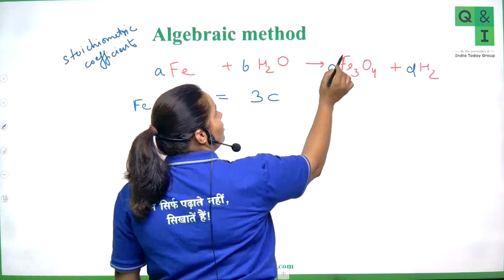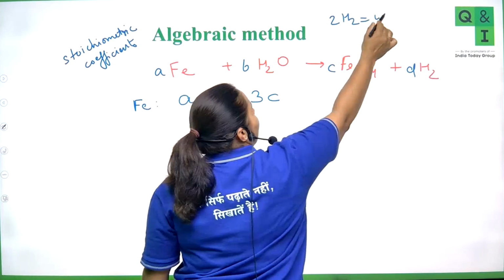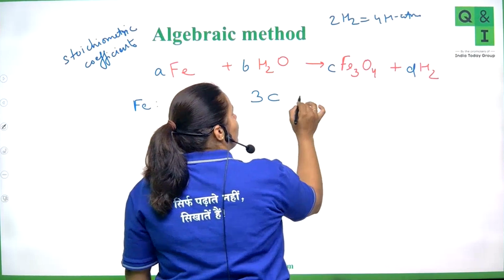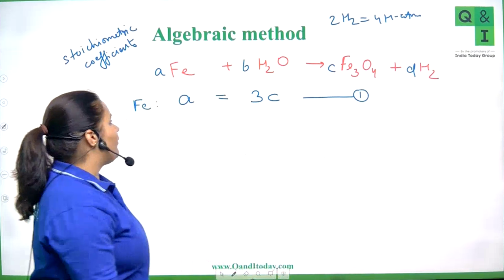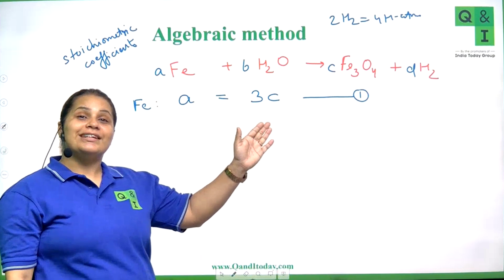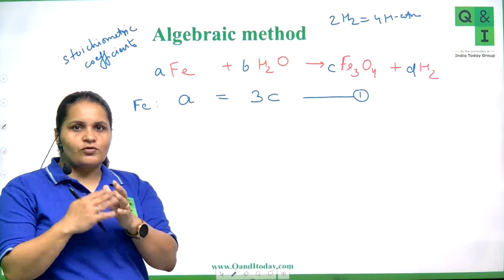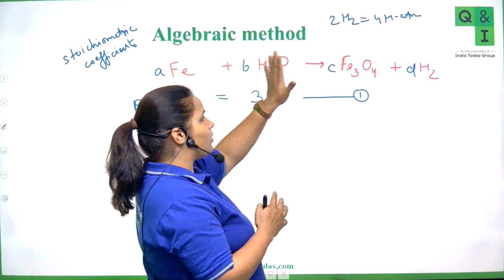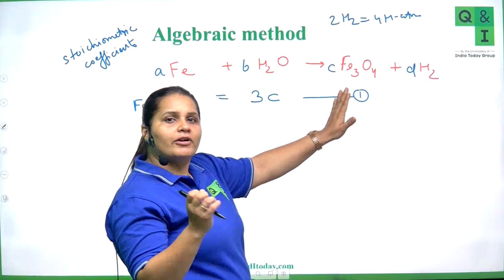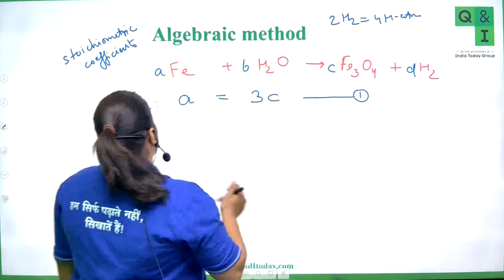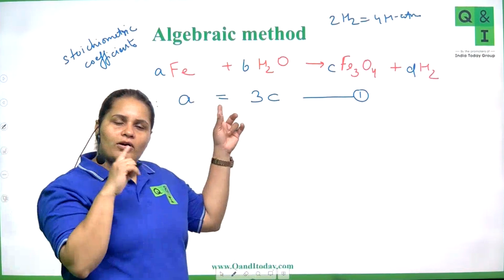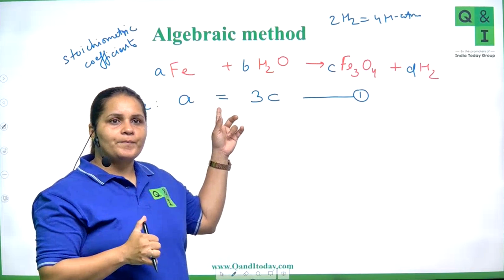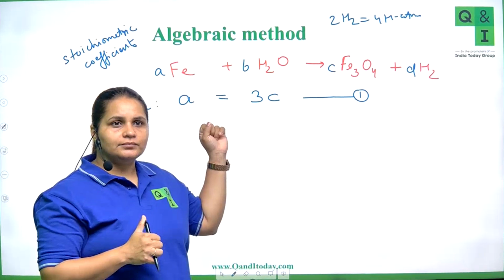So you have to multiply, the way you do when I write 2H2, you say there are 4 hydrogen atoms. Similarly, I'm saying that there are 3C atoms. So this is my first equation: A is equal to 3C. Why? Because if this equation is following the law of conservation of mass, then the number of atoms on the left should be equal to the number of atoms on the right hand side for iron metal. I hope you understood the concept behind this equation. If anybody has a doubt, please ask me right now. No one has a doubt?